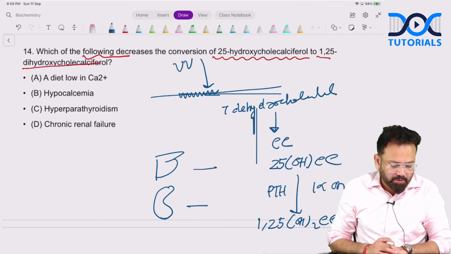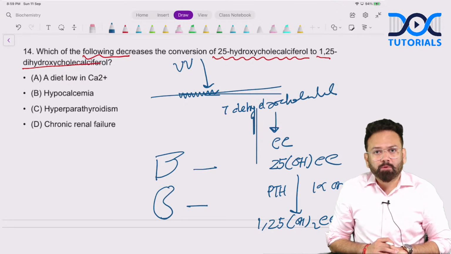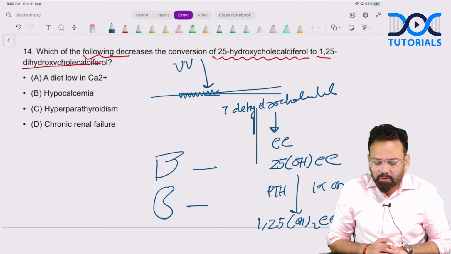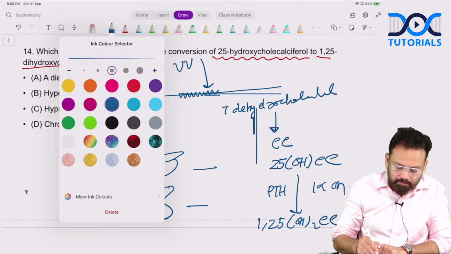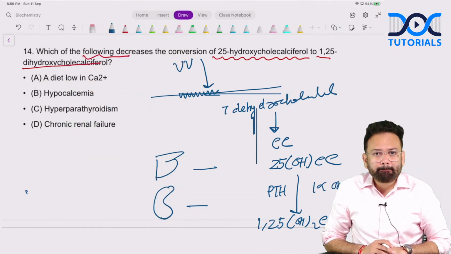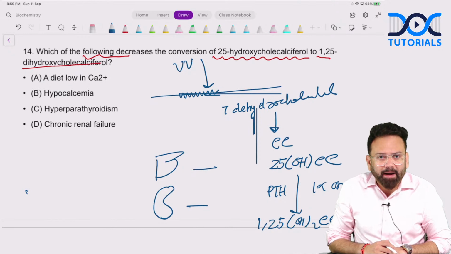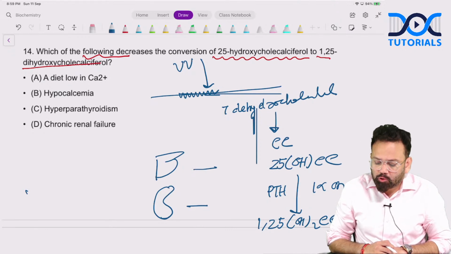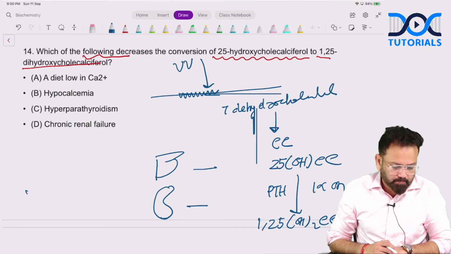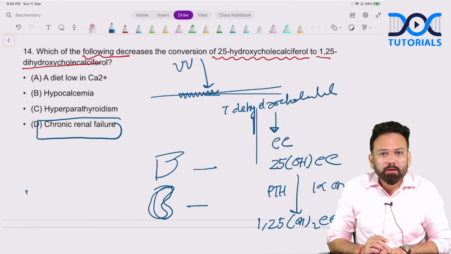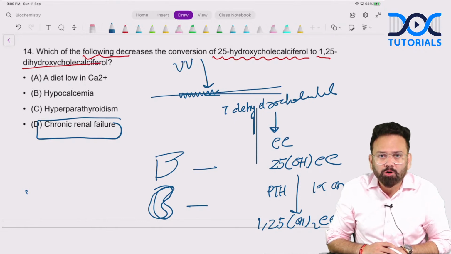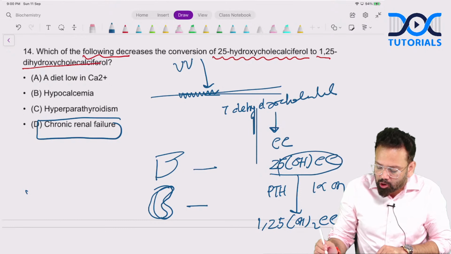Someone is saying C, someone is saying D. What is the answer? Where is 1,25-dihydroxycholecalciferol formed? The conversion of 25-hydroxycholecalciferol into 1,25-dihydroxycholecalciferol happens where in your body? In the kidney. So if there is kidney failure, if there is chronic renal failure, this conversion will not happen at all.